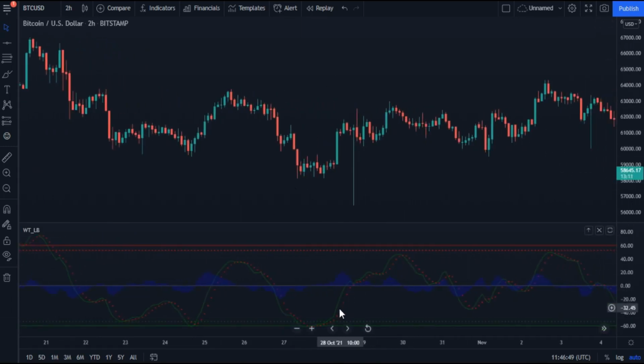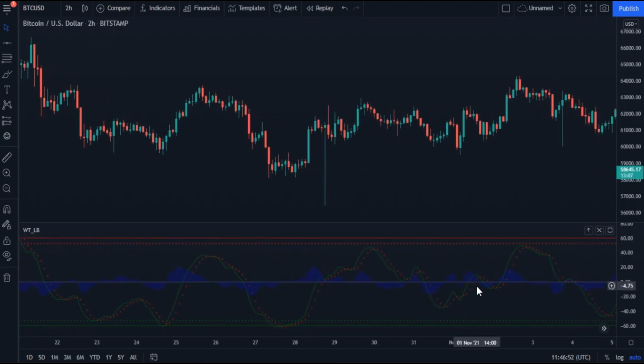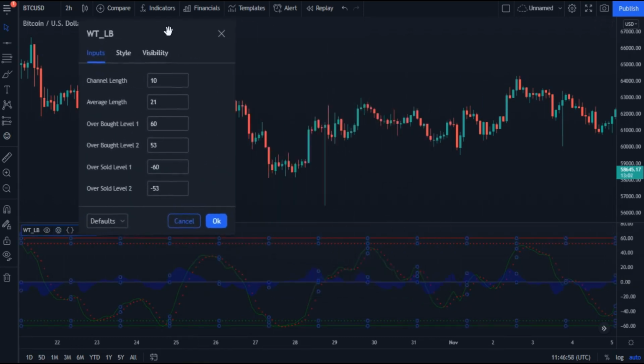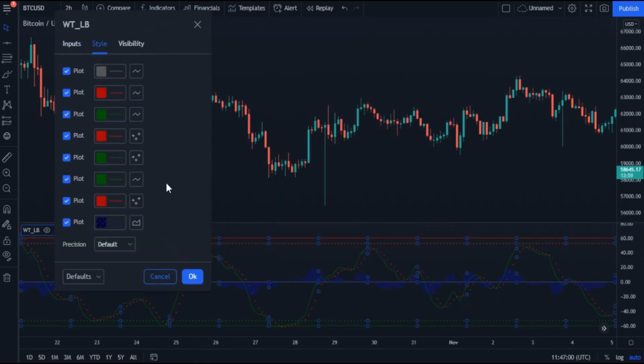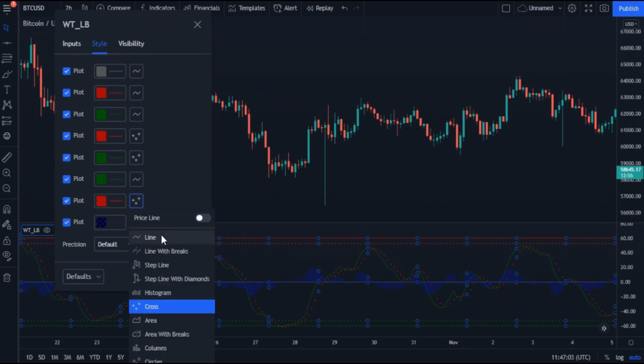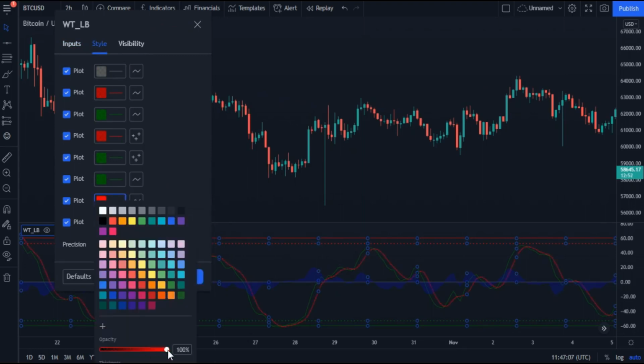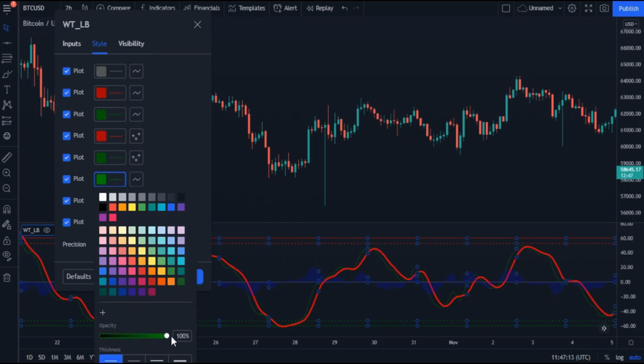Well, to understand this movement, let's change the shape of these points into a line so that we can see it more clearly. First, open the indicator settings. And go to the style section. Then change these points to a line. I will also increase the color and thickness a little so that we can see clearly in the video.